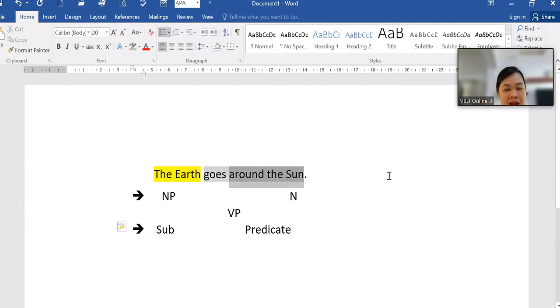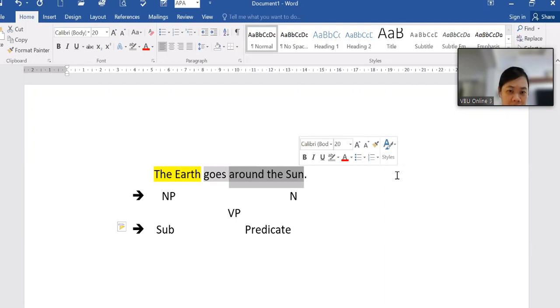So how can I say the name of around the sun? Object? No. What are the types of the verb? I would like to know the types of the verb. Intransitive verb, transitive verb. If you say intransitive verb, it means it does not have an object. Do you remember? Yes. So that is the reason why we cannot say object.